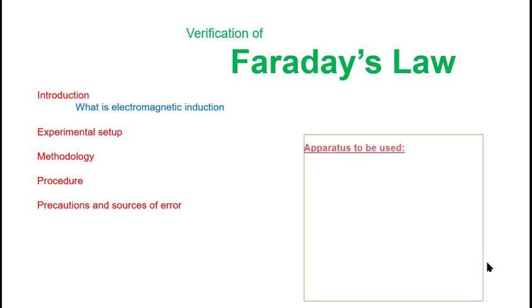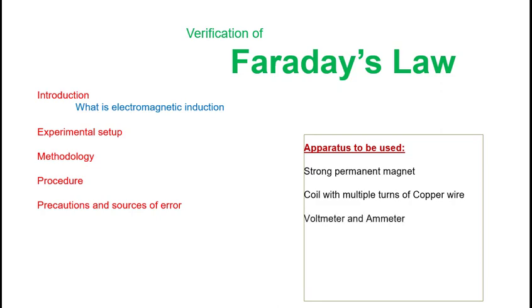As a part of the apparatus, a strong permanent magnet and a coil with multiple turns of copper wire will be used. For the measurement of EMF and time period of oscillations, a set of voltmeter and ammeter and a stopwatch will be used. In the circuit, we will use a diode, capacitor, high resistance and connecting wires.